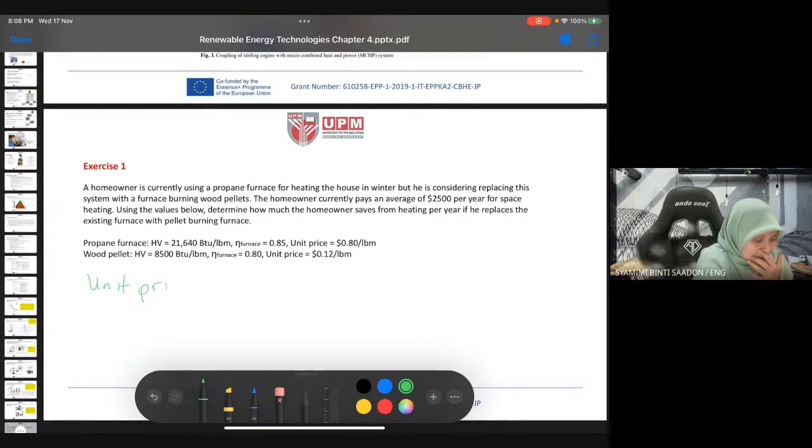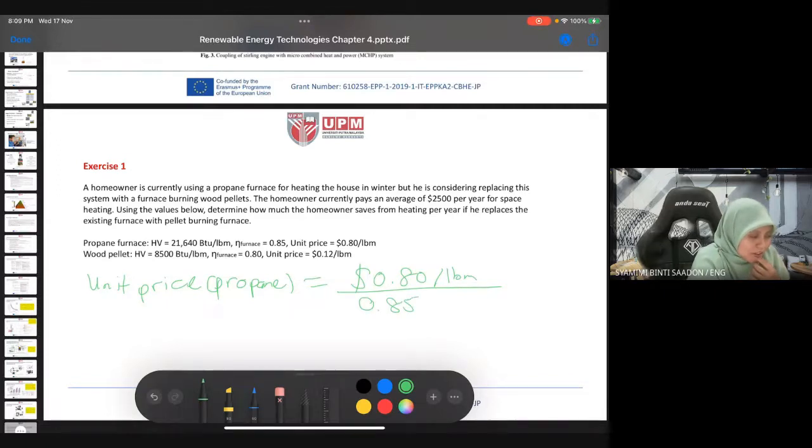So unit price of heat for propane, the conventional used to heat the house. Okay, we have just now, so unit price for each mass is 80 cent, okay, per pound mass. Okay, and the efficiency is 0.85, so we divide by the efficiency, and we know that the heating value, because we want to calculate the price per energy produced or per BTU produced.